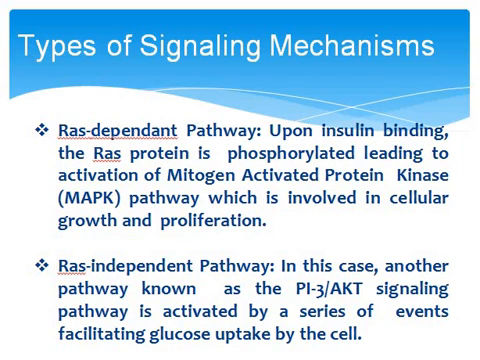RAS dependent pathway: upon insulin binding, the RAS protein is phosphorylated, leading to activation of mitogen activated protein kinase, that is the MAPK pathway, which is involved in cellular growth and proliferation. Then RAS independent pathway: in this case another pathway known as the PI3-AKT signaling pathway is activated by a series of events facilitating glucose uptake by the cell.